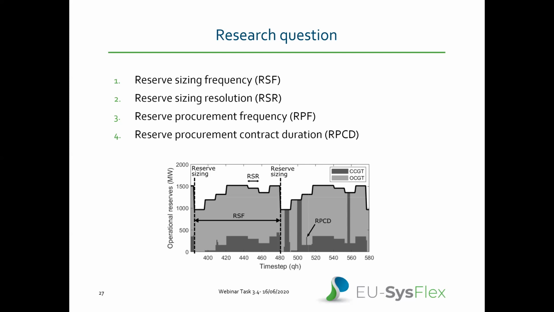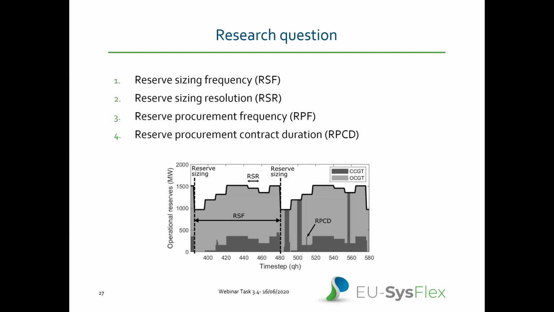This basically sets the length or the granularity of the sizing blocks. And on this figure, this resolution is in blocks of 3 hours. Then third is the reserve procurement frequency. This basically sets how regularly reserves are being procured. On the figure, this is not explicitly shown, but in this case, it was kind of synchronous with the reserve sizing, so on a daily basis.